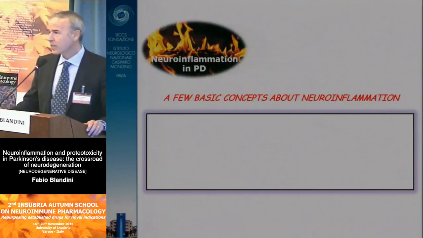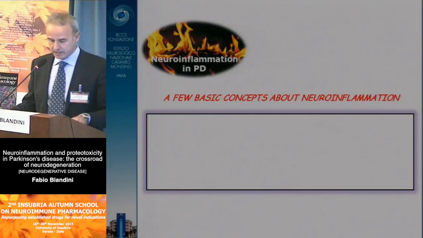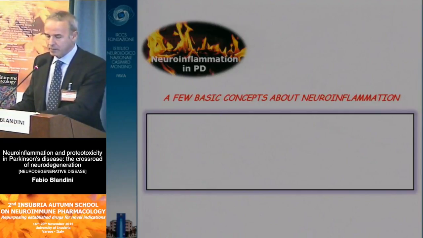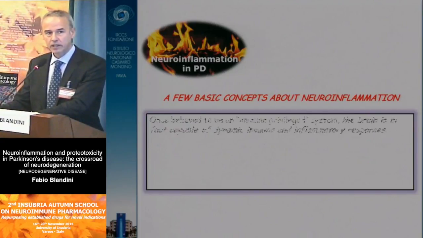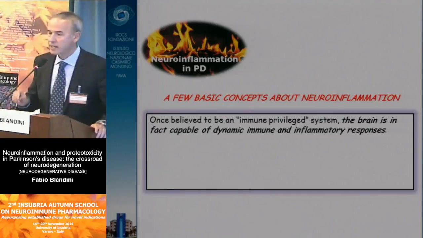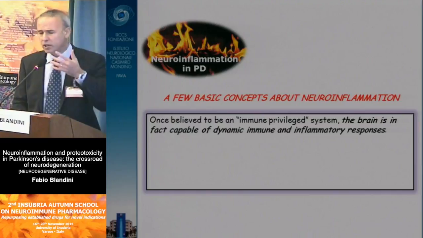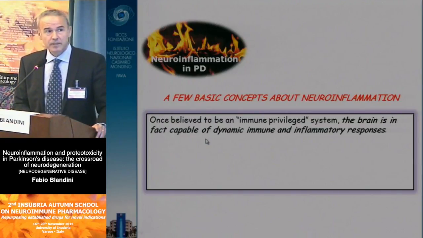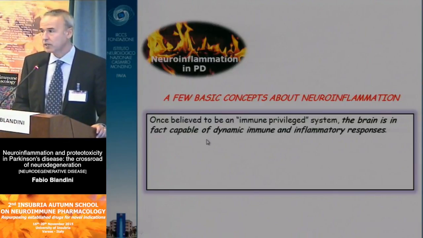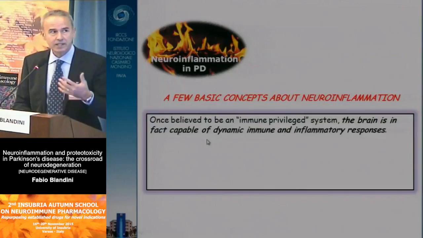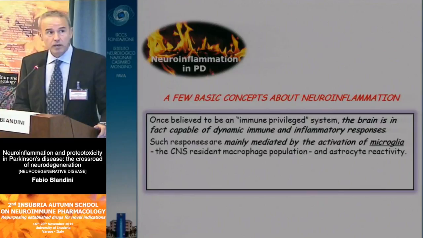Just a few basic concepts that we might think of when we approach neuroinflammation. I'm not an immunologist, but I think that a few concepts should be shared by everyone who wants to study the pathogenesis of Parkinson's disease, of neurodegenerative diseases. The brain is not an immune privileged system as we once thought. It is capable, in fact, as we know now, of dynamic immune inflammatory responses.